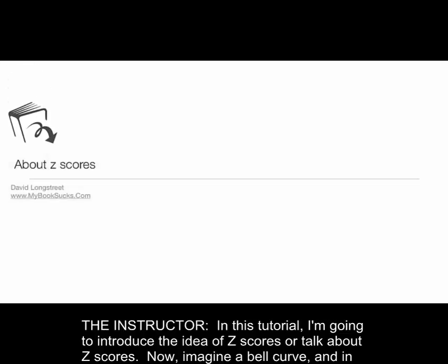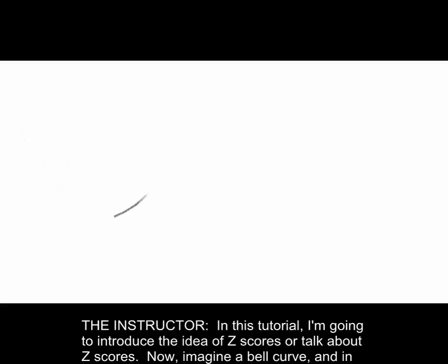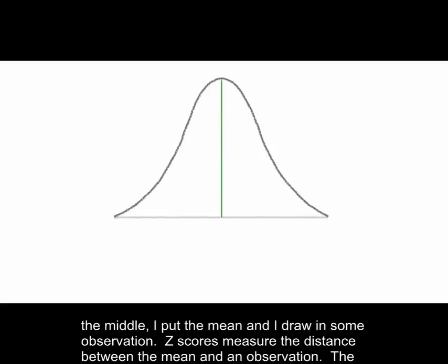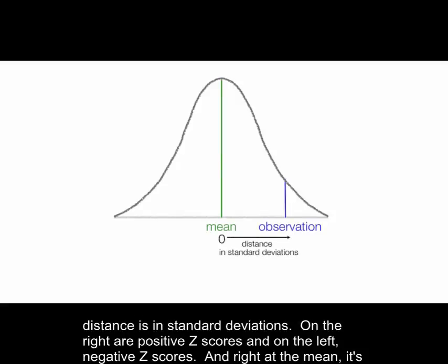In this tutorial, I'm going to introduce the idea of z-scores. Now imagine a bell curve, and in the middle I put the mean, and I draw in some observation. Z-scores measure the distance between the mean and an observation. The distance is in standard deviations.